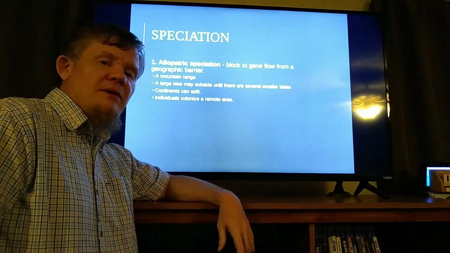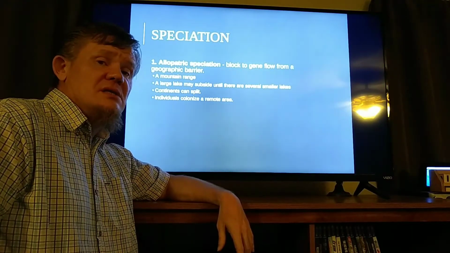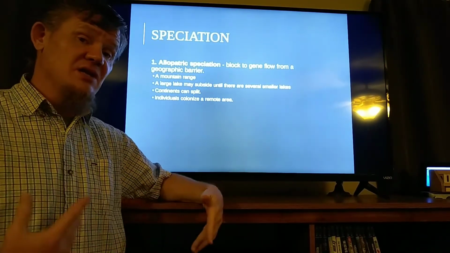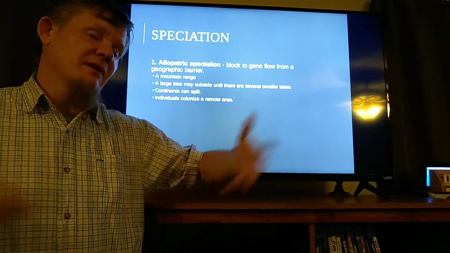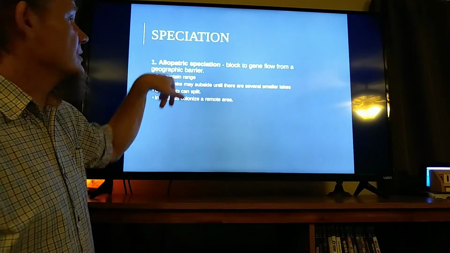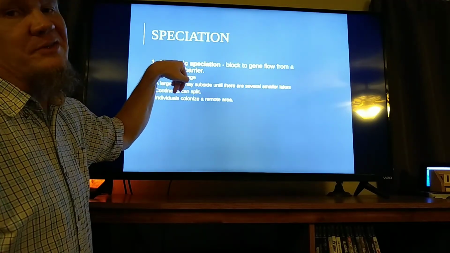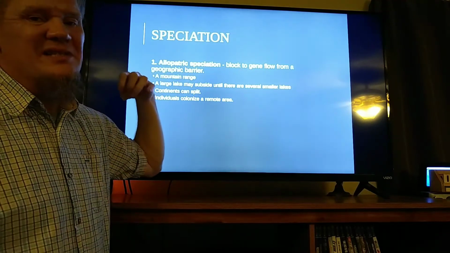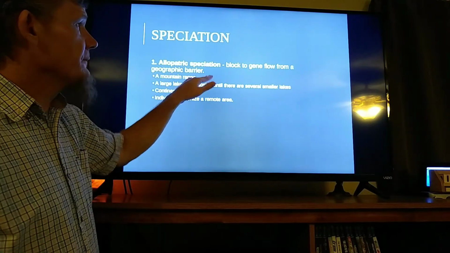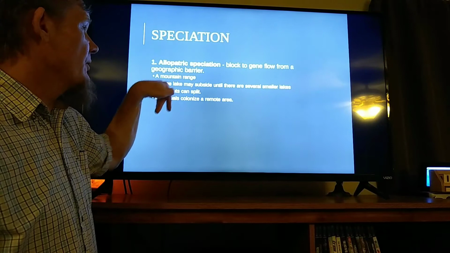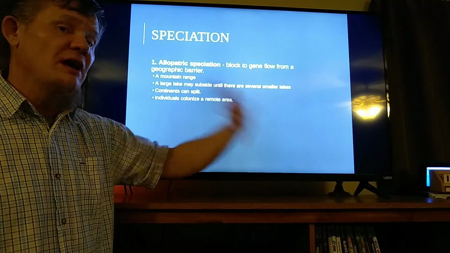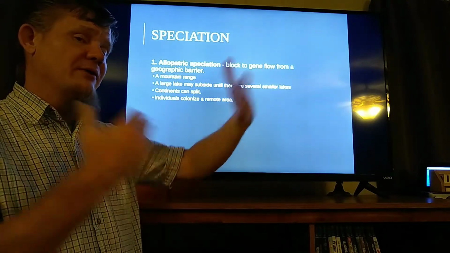If a geographic barrier separates two populations and they turn into different species, this is called allopatric speciation. Allopatric speciation occurs because of geographic isolation. Allos means different. Patros means father. So it literally means different fatherland, different area. If a mountain range or some other natural feature prevents two populations from interbreeding, that's geographic isolation, and that causes what we call allopatric speciation.